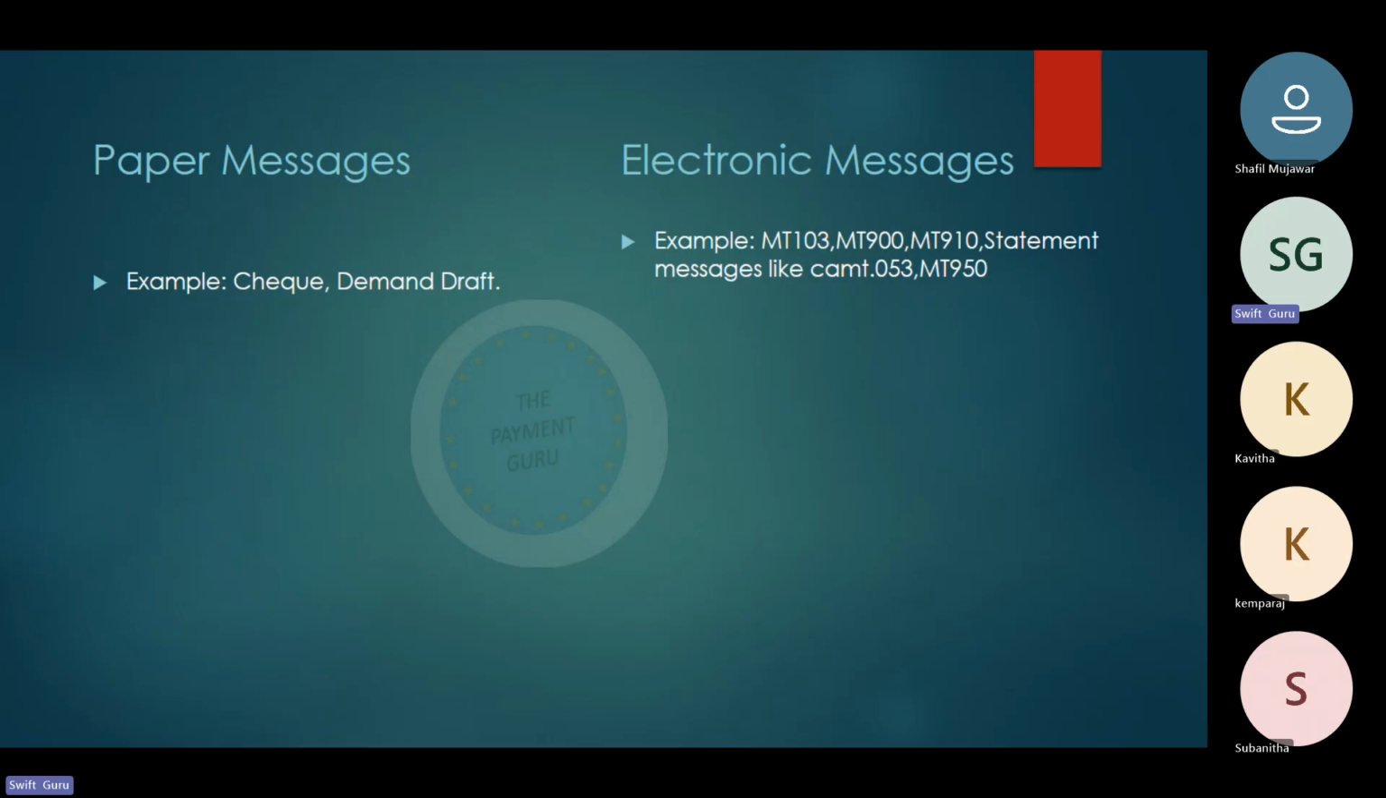Similarly, you can categorize on the basis of paper and electronic based messages. The name itself suggests that paper will be a paper based message and electronic will be electronically generated messages. Examples are check and demand draft for the paper messages, and all your SWIFT and ISO 20022 messages are the electronic based messages.